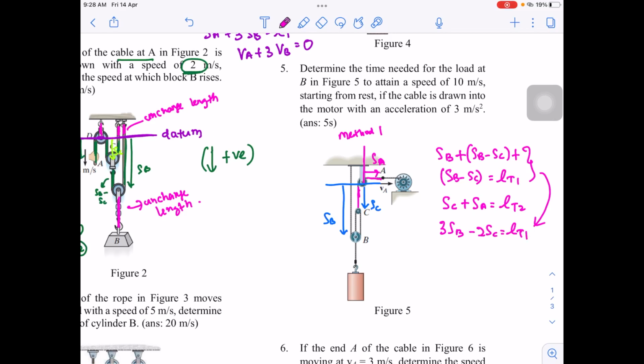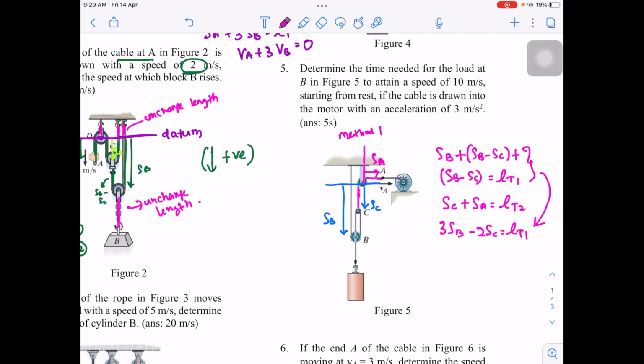Okay, so this is given: the time needed for the load to attain speed. If the cable is drawn into the motor, it means the time needed for the load B to attain a speed of 10 meter per second, right, if the cable is drawn into the motor with acceleration of 3 meter per second squared. So we have AA is equal to 3.